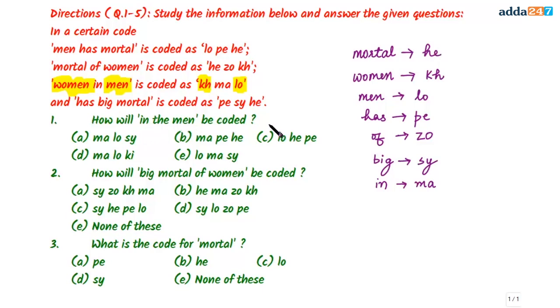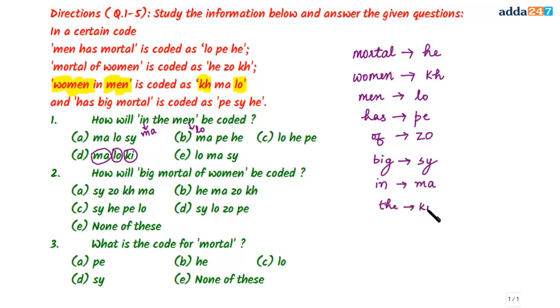So first one is, how will "in the men" be coded? So in corresponds to MA, and men corresponds to LO, and there is no code for "the". So "the" will be something totally new. If we look at the D option, it has MA, it has LO, and it has KI, which is totally new and has not been used here. So that means KI will correspond to "the". So we can write here one more.